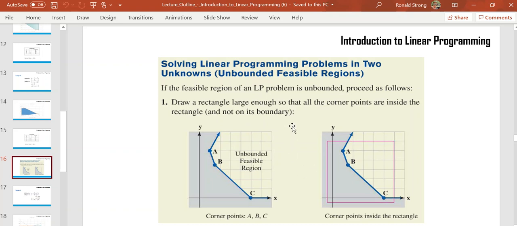And so what we want to do is create an artificial bound. To create an artificial bound, we're simply going to create a horizontal line somewhere on the graph that will bound it on the top and create a vertical line that would bound it on the right. And I'll demonstrate that in the next problem.